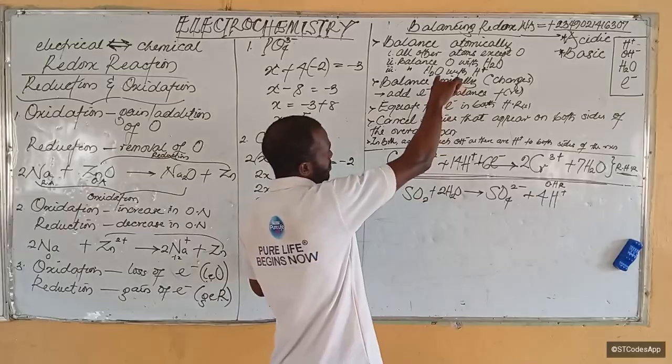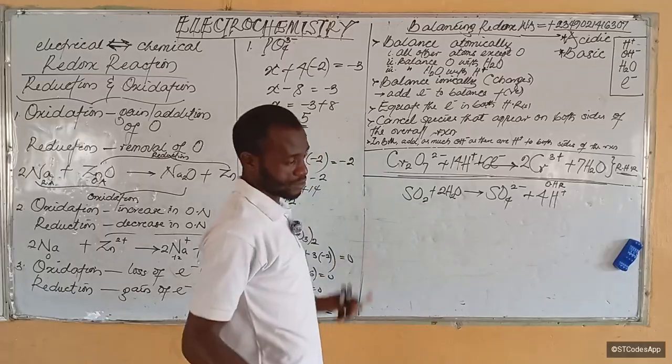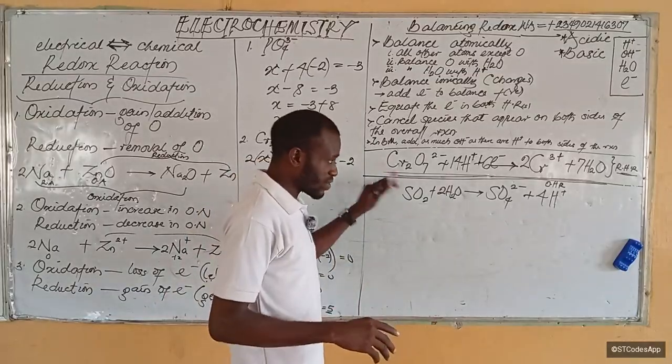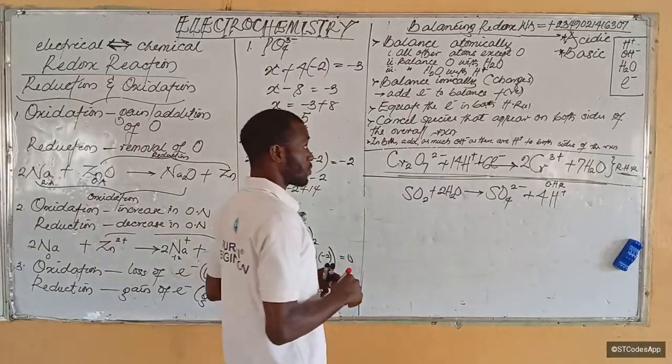So the next one is now to balance. So we are balanced with protons. I've told you, once you get to the protons, if you follow that step, you must have balanced properly, atomically properly.